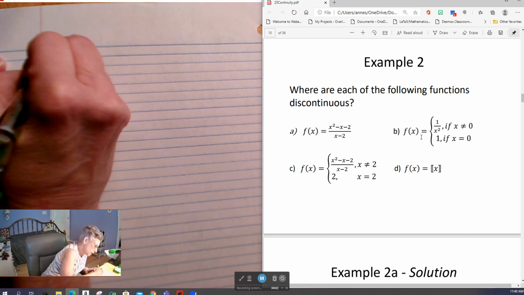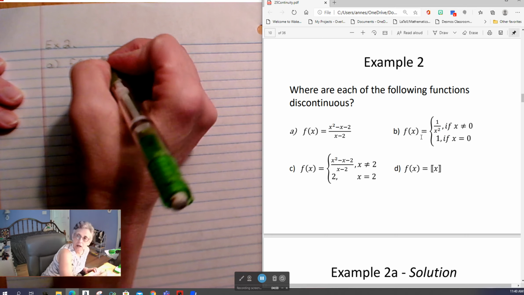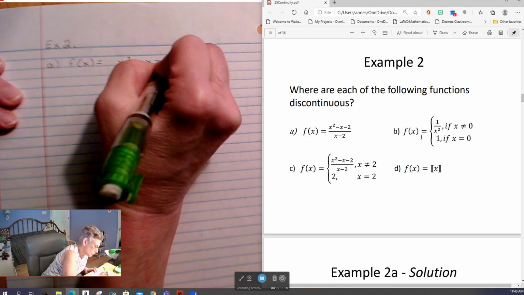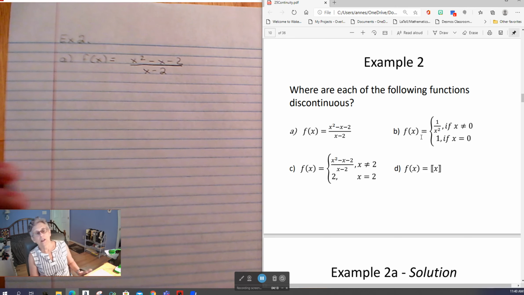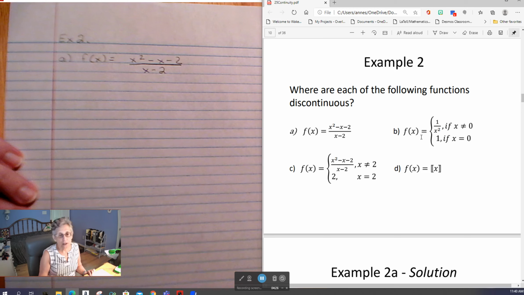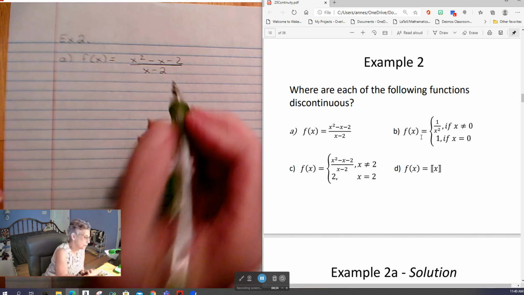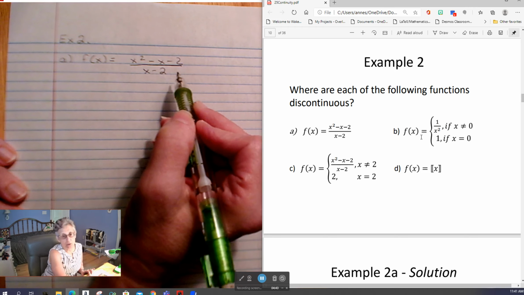And I'll start just by writing down part A. It's x squared minus x over x minus 2. Now, knowing what you should know at this point in your mathematical career, you should know that rational functions have two points of discontinuity: vertical asymptotes and holes. So we need to figure out whether the point that makes a 0 in the denominator here is a vertical asymptote or a hole.